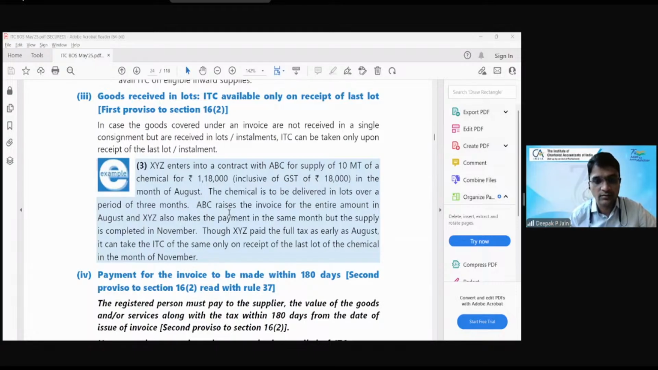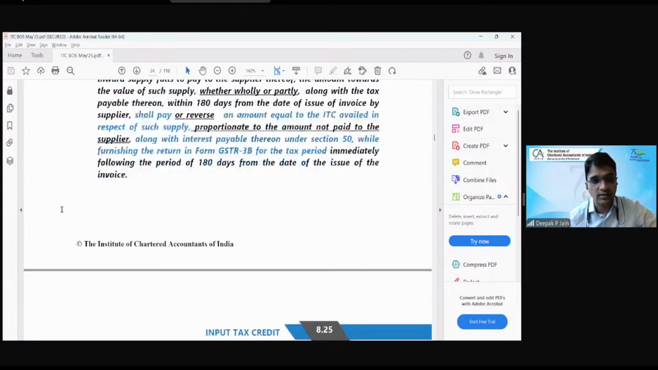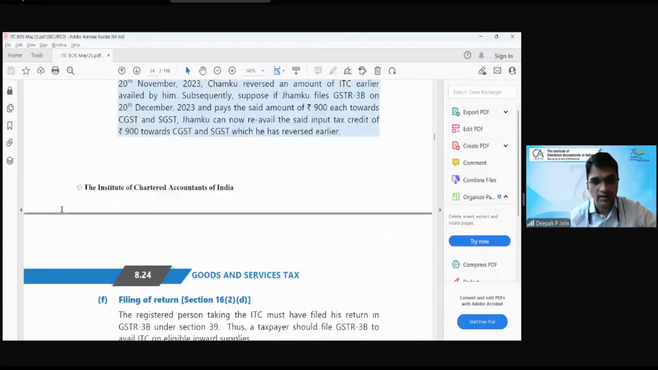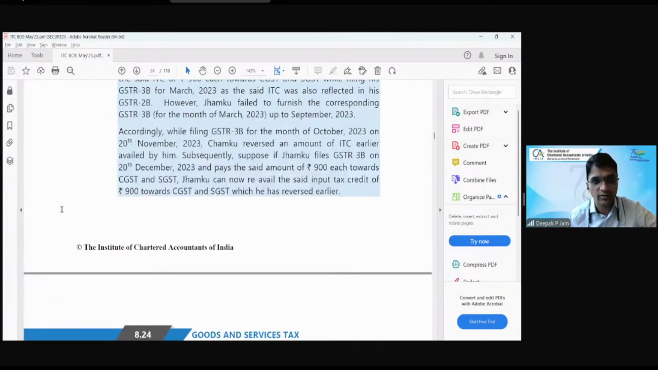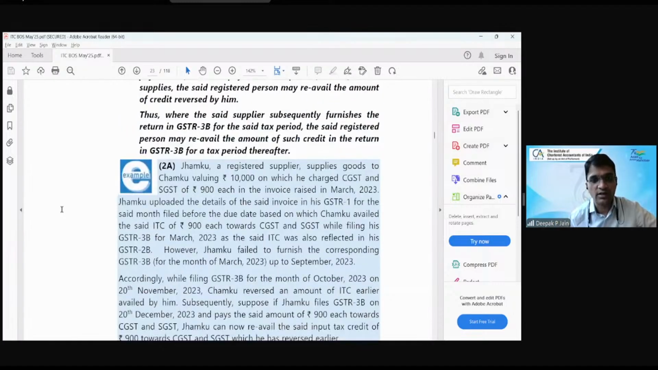Okay. The availment of reversed ITC. There is no question, Ms. Priya, on page number 8.24. Okay, you're talking about Jamku. Okay, we take this example as well.